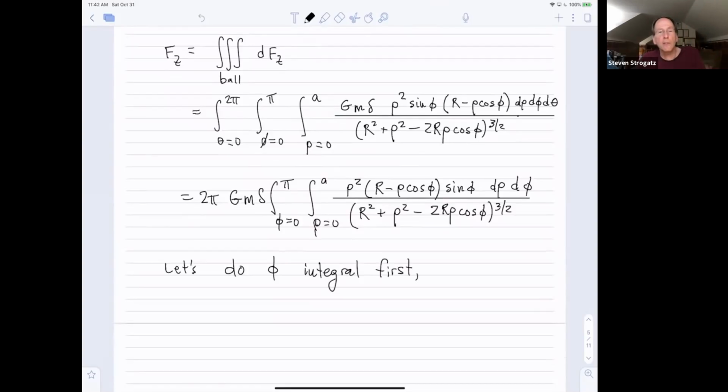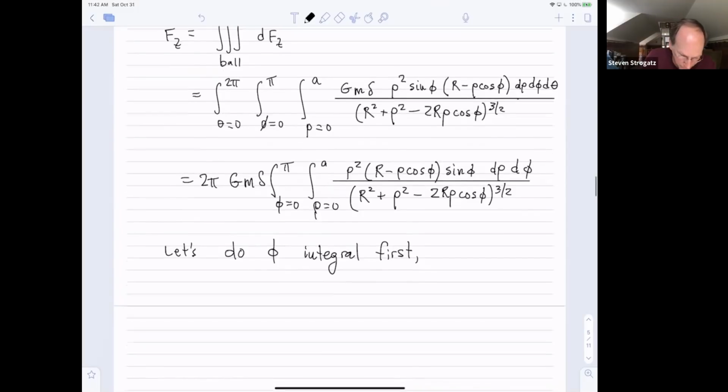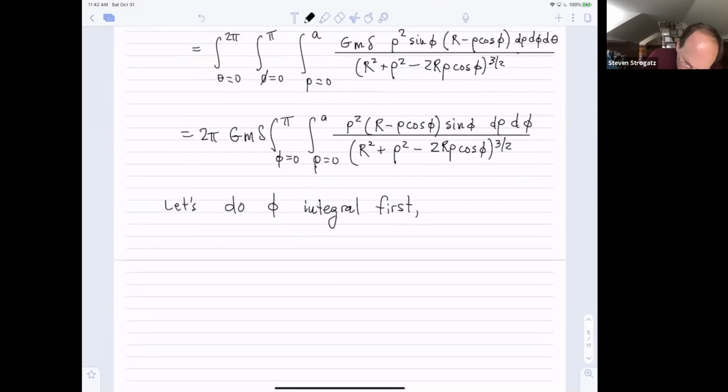And remember, when we're doing that, we have to think of holding rho constant. And realize that what that means physically, if you're holding rho constant, you're now living on a spherical shell. Points at constant rho are points at a constant distance from the center. That's a spherical shell. So doing the phi integral first means we're basically calculating the force contributed by a spherical shell, echoing Newton's approach. Holding rho constant.